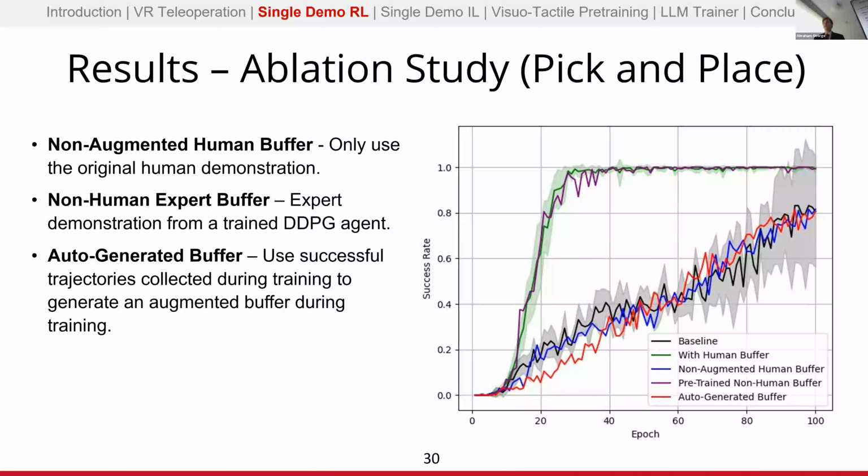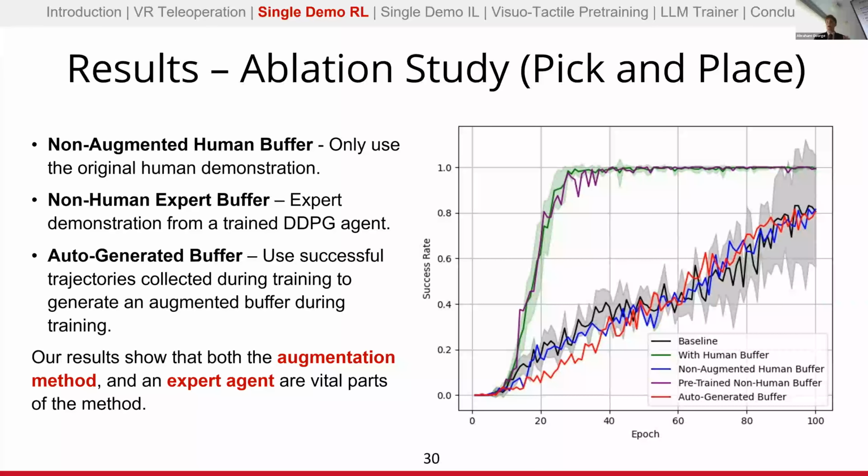So could we instead take one of those early successes and use that to improve our method, automatically generating that human buffer as we go? However, what we found is that this method did not succeed. It performed roughly the same as baseline. So therefore, our results show that both the augmentation method is important, but also the expert agent. It has to be a well-trained policy recording that single demonstration in order for the method to work.